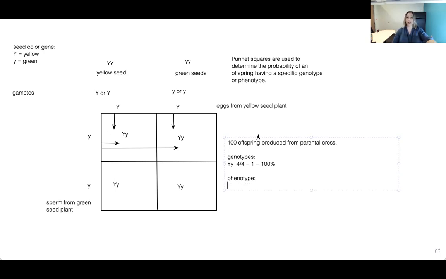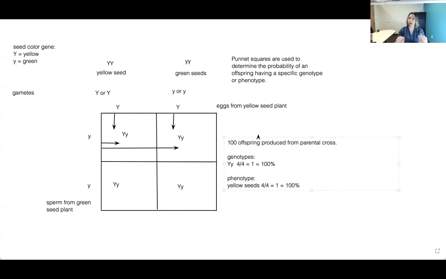Now, if you look over to the upper left-hand corner, I told you that yellow was dominant because I gave it the capital Y. So let's look at our genotype, big Y, little y. That means that all the offspring are yellow. If there is a capital Y at all, the plant has yellow seeds. Okay, so the only phenotype present is yellow seeds. 4 out of 4 squares have yellow seeds, which equals 1, which equals 100%.